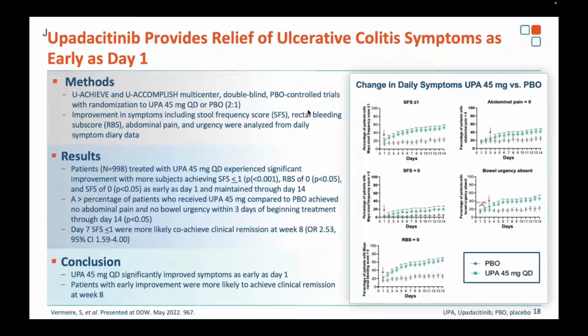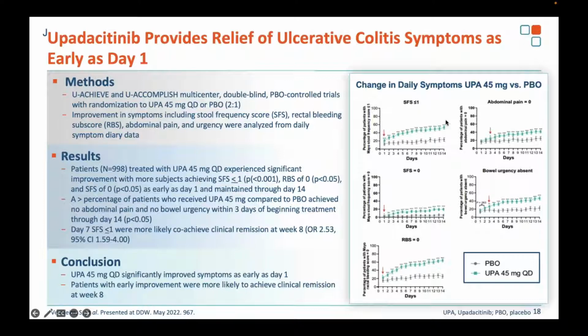Yeah. So this is one of a couple of abstracts we've got on upadacitinib. That is a JAK inhibitor that is selective towards JAK1. And this is data from the two induction studies, which took people with moderate to severely active ulcerative colitis and randomized them to the single dose UPA 45 milligram once a day versus placebo. And what this abstract is looking at is those nearly 1,000 patients across those two trials treated with upadacitinib and comparing the speed of onset in terms of patient-reported outcomes compared to placebo.